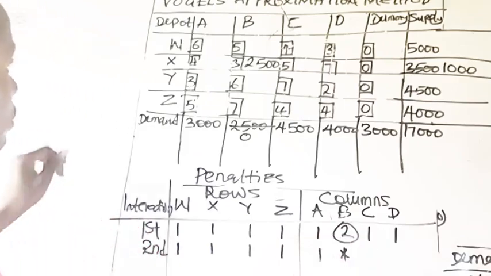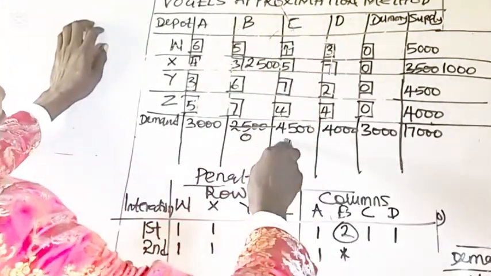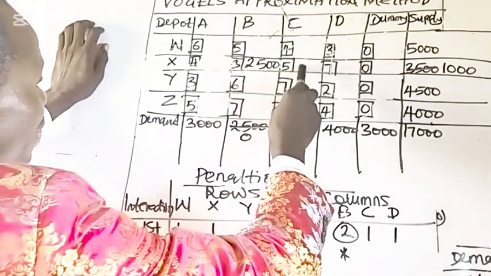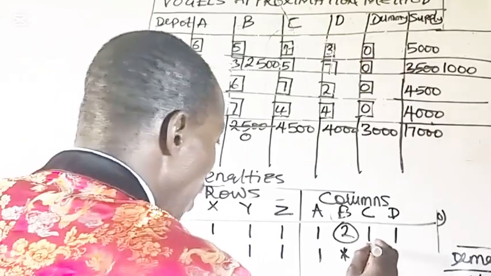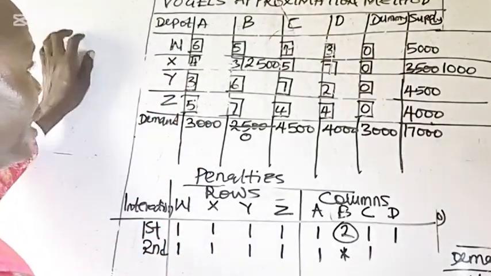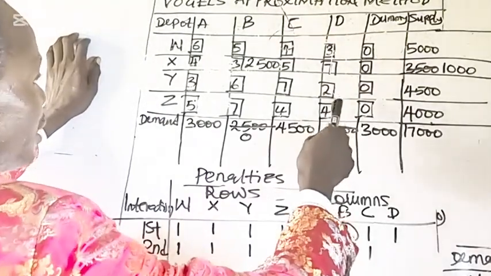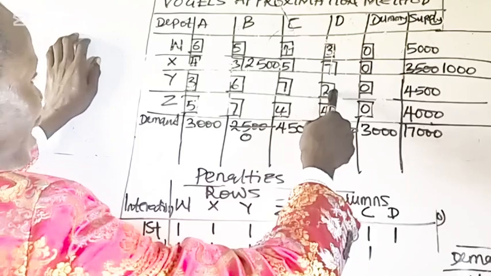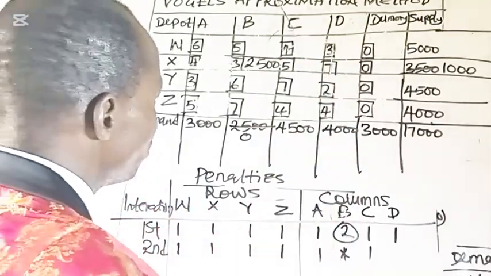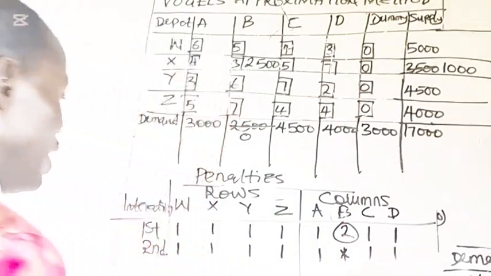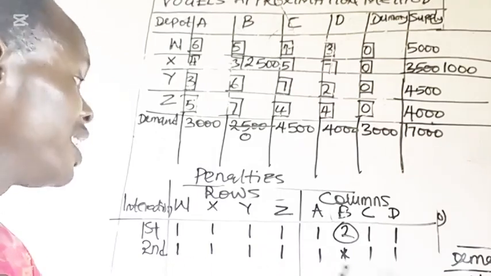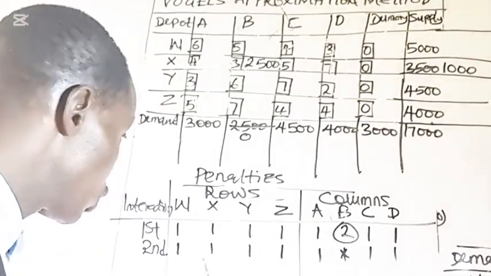Column C. The least cost is 4. The next least cost is 5. 5 minus 4, that is 1. Then column D. The least cost is 2. The next least cost is 3. So 3 minus 2, that is 1. The highest penalty is 1. All true.